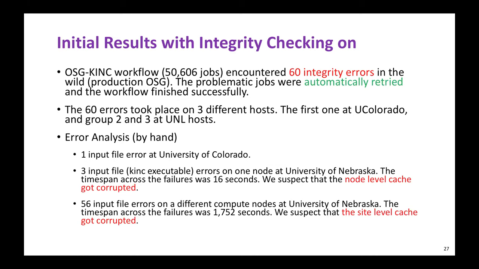So we suspect that the three errors of the executable type were because of node-level caches getting corrupted, whereas the bulk of the 56 errors were maybe because the site-level cache was corrupted. So this is error analysis done by hand, and this is our best suspicion on why it happened. But as we said, Pegasus retried the jobs and the workflow finished successfully.